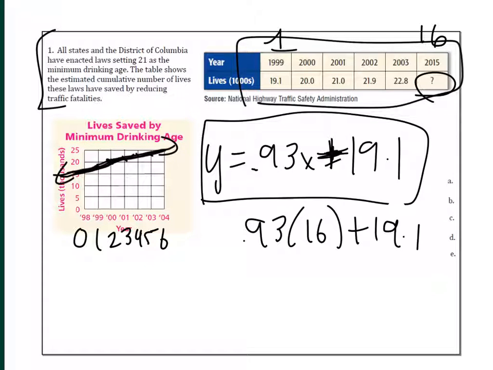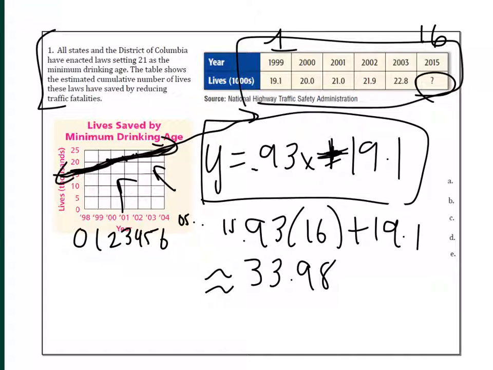So I'm going to take 16 times 0.93 plus 19.1. So I get it to be approximately 33.98, which I'm hoping you'll see there's a slight upward trend with the graph. So if I go all the way out here to 15, it should keep coming up, and that's where I'm going to end up.